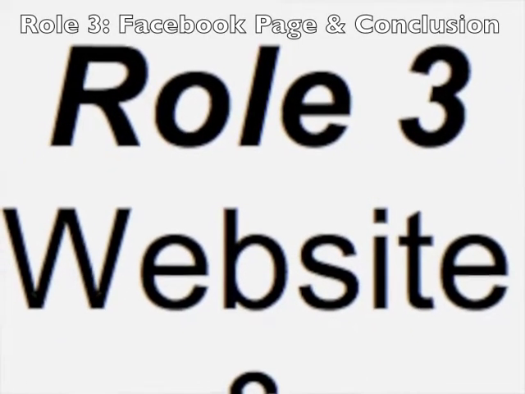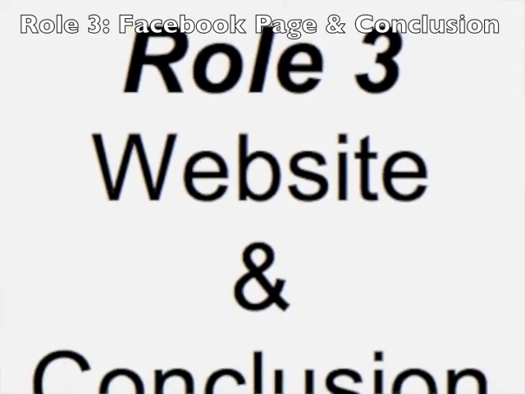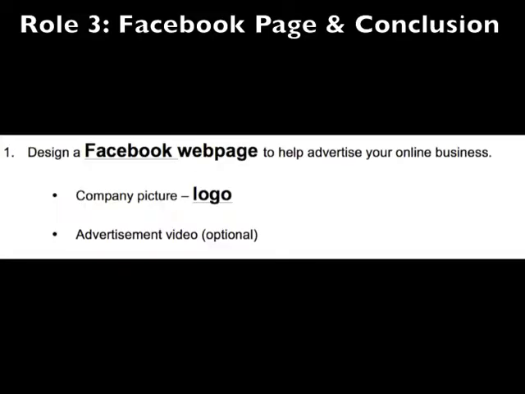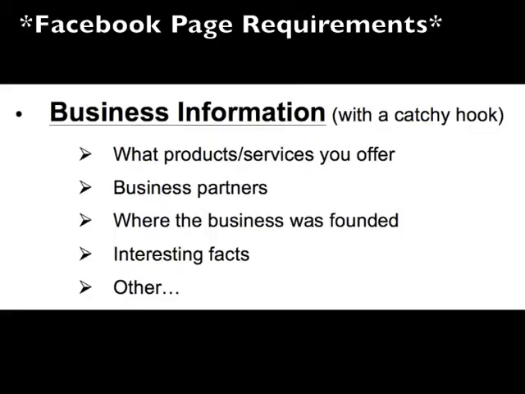For role number 3, the student would be describing the Facebook webpage as well as the conclusion. So this time I've created step 1 as designing the web page. The things that I'm requiring on the Facebook web page would be a company picture, logo, advertisement, video, which is optional. And on the Facebook web pages for businesses, there's always a section for information. And usually this is where businesses would put some sort of catchy hook to lure in customers, or just a description of what the products or services they offer.